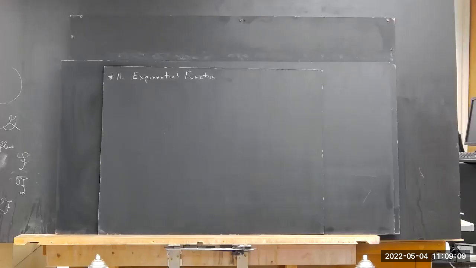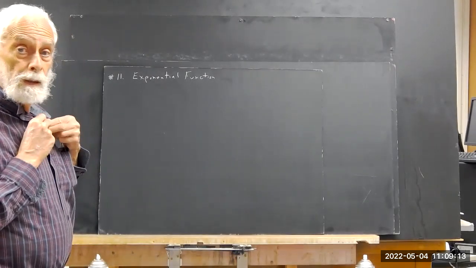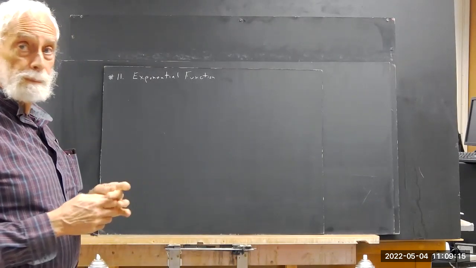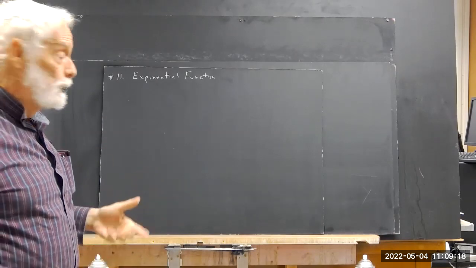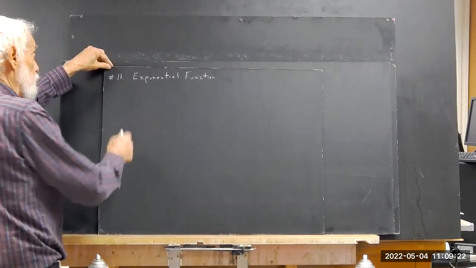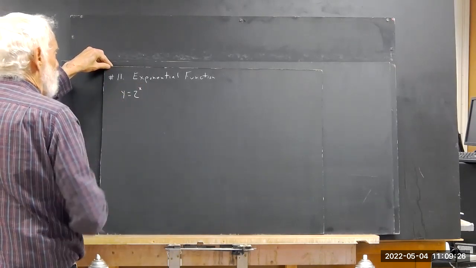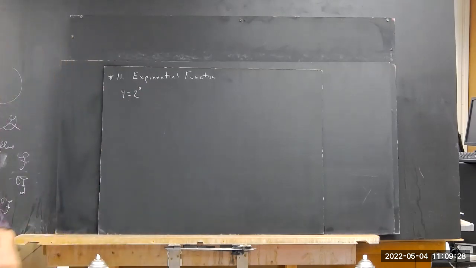Okay, so the first problem we want to look at today is the problem of some toolkit functions. Can't do them all, but the exponential function. Now, its form for the exponential function is y equals 2 to the x. Okay, everybody got that idea?